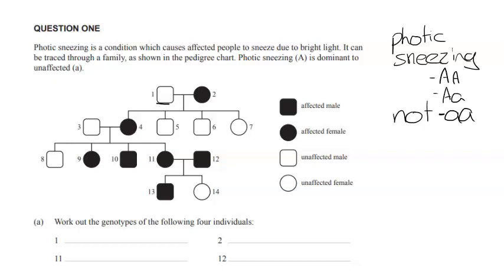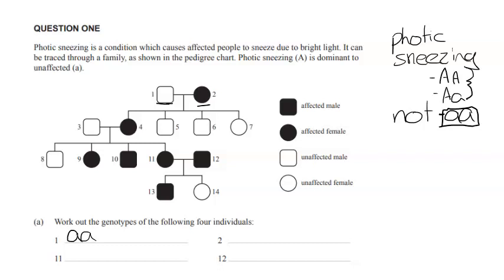So here we've got individual 1, which does not show photic sneezing. It's unaffected, so there's only one genotype that that individual could be, and that's lowercase a, lowercase a. So that one needs to be lowercase a, lowercase a. If you weren't sure how to do this before, then you can pause the video at any stage to try and work ahead of me. So number 2 is, that could be either of these 2 genotypes.